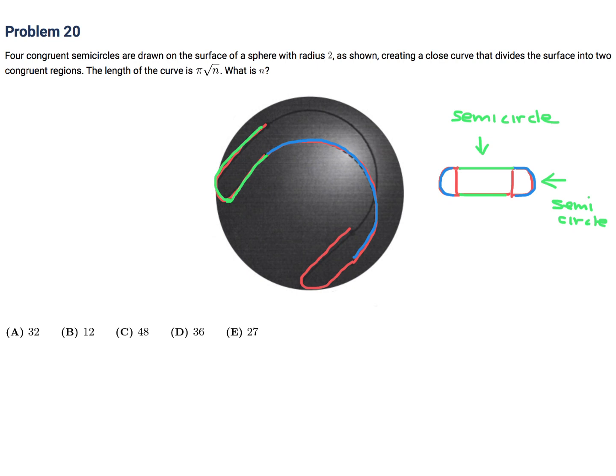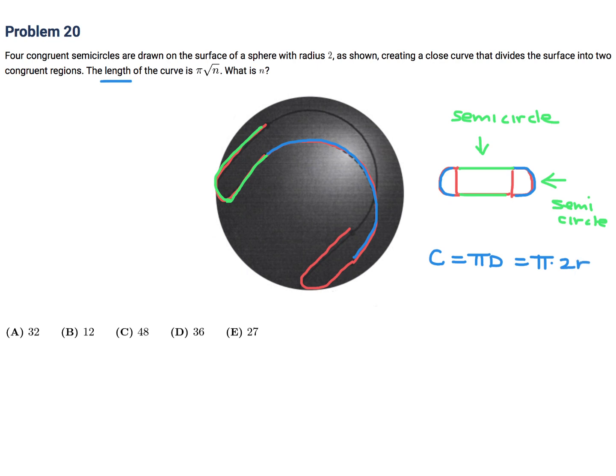Okay, so what are they asking for? They're asking for the length. So I guess they're saying what is sort of the diameter or the perimeter, I guess is a better word to use. Okay. So the circumference of a circle is pi times diameter, right? Or pi times 2 times the radius.